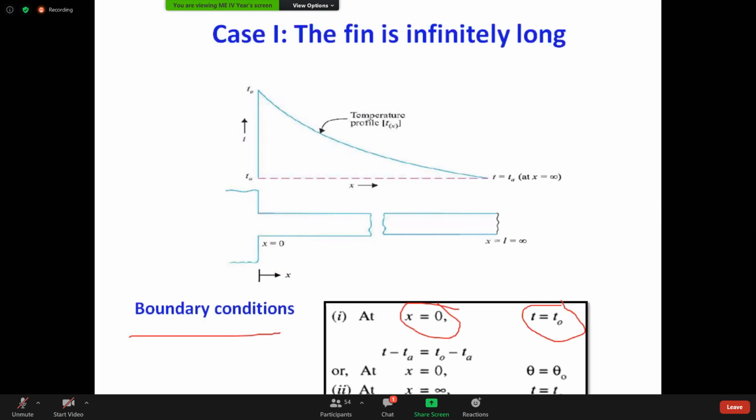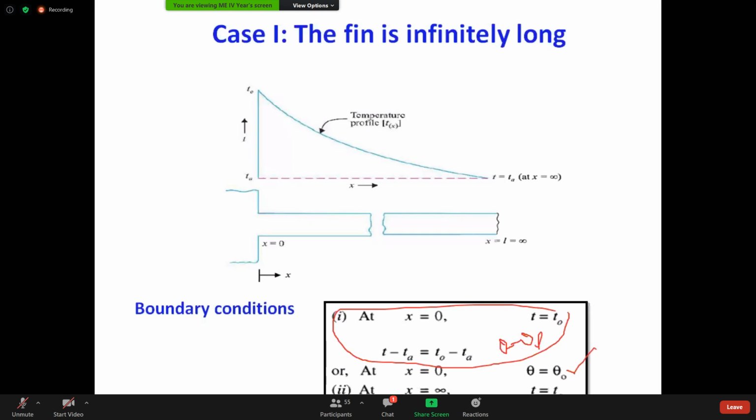So that is one boundary condition. Keep in mind, this boundary condition is common for all three cases, right? If you know T is equal to T0, I can calculate the temperature excess, as I explained in the previous slide. Theta, that means theta naught. Simply I can write theta is equal to theta naught.